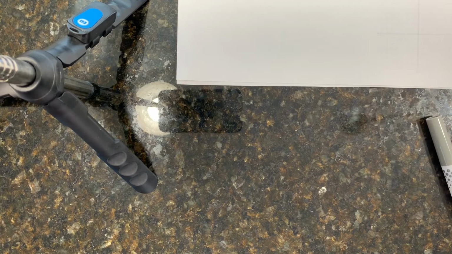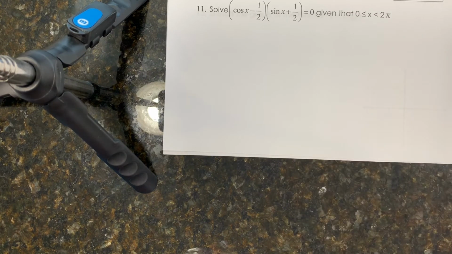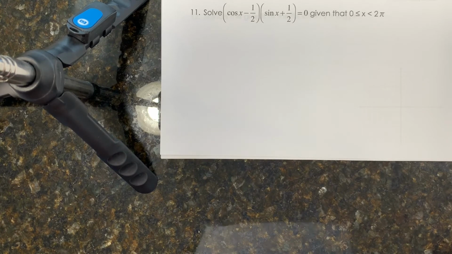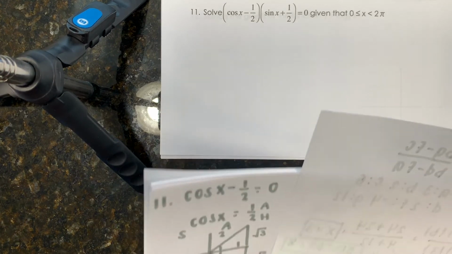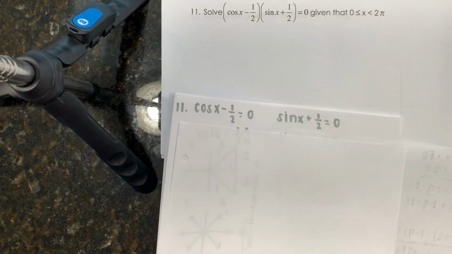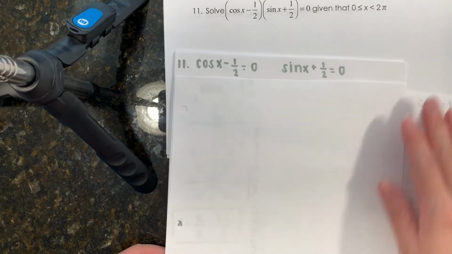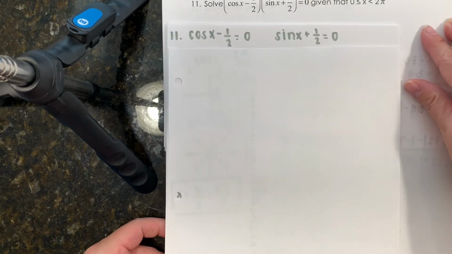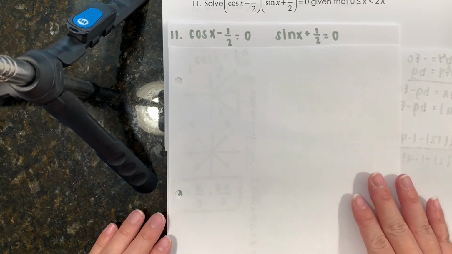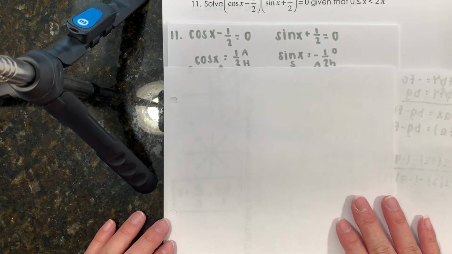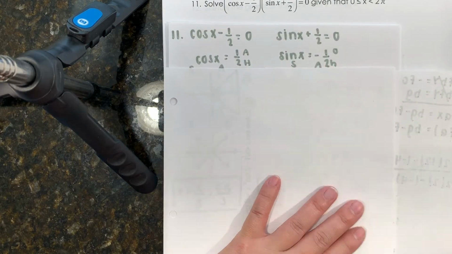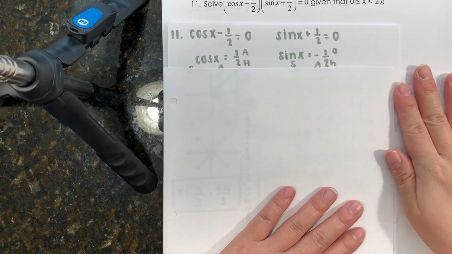Now looking at number 11, we have cosine x minus 1/2 times sine x plus 1/2 is equal to 0. What I'm going to do first is set both of them equal to 0. So I have cosine x minus 1/2 is equal to 0, and sine x plus 1/2 is equal to 0. Now you're going to solve each of them for cosine x and sine x. So cosine x is equal to positive 1/2, and sine x is equal to negative 1/2.